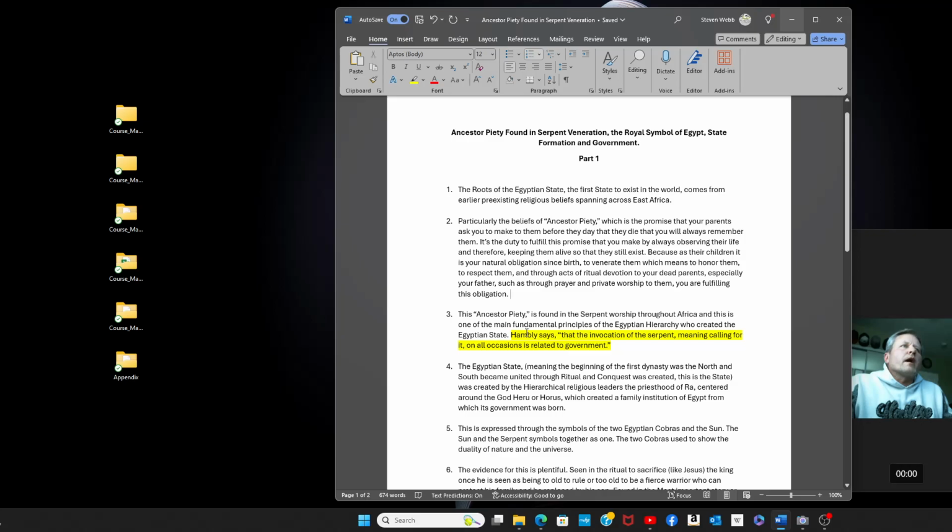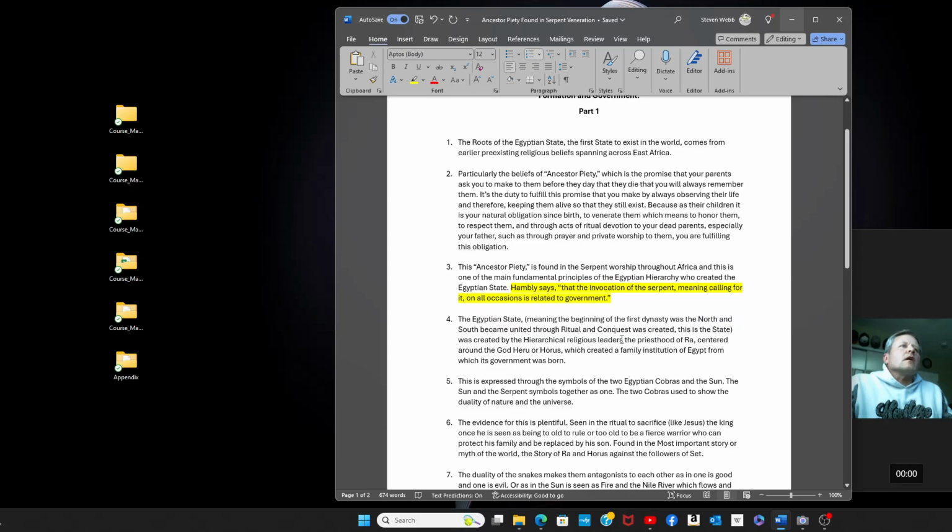This ancestor piety is found in the serpent worship found throughout Africa, and this is one of the main fundamental principles of the Egyptian hierarchy who created the Egyptian state. Hambly says that the invocation of the serpent, this means calling for it, on all occasions is related to government. And I highlighted it there because of its importance.